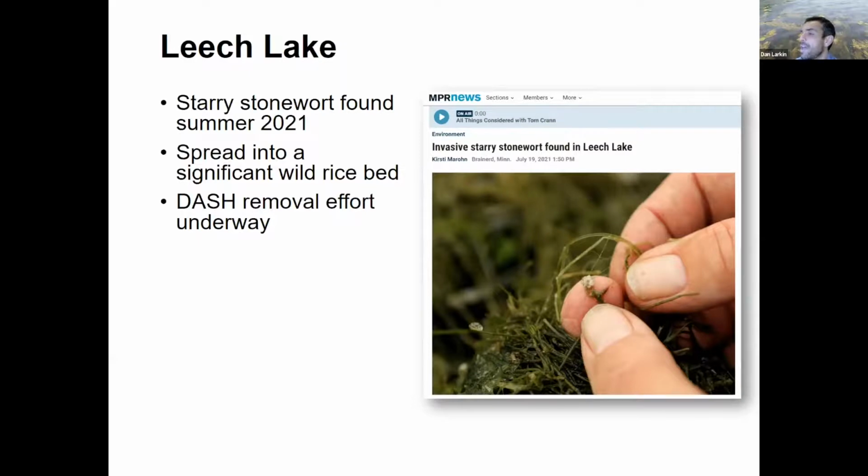There is an effort underway bringing different groups together on Leech Lake to do a DASH removal. DASH stands for diver assisted suction harvesting. So the intent here is to reduce this population of starry stonewort and knock it back using this physical removal method where you have divers pulling up the starry stonewort and basically putting it into a large vacuum tube.